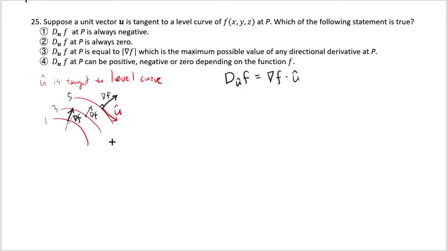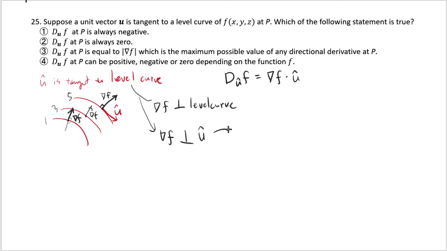And this actually tells us what's going to happen. Because gradient of f is perpendicular to the level curve, and it also points to the fastest increasing direction. Since u is tangent to the level curve, putting these two together, you can determine that gradient of f and the vector in question would be perpendicular.